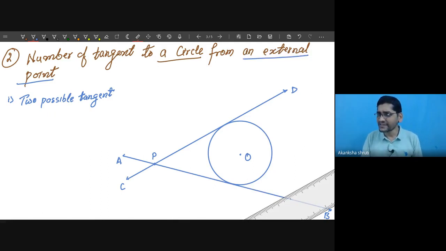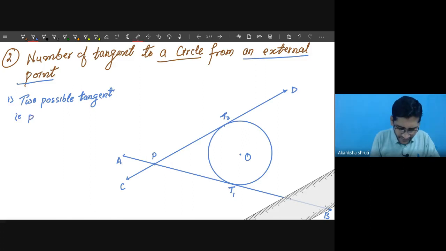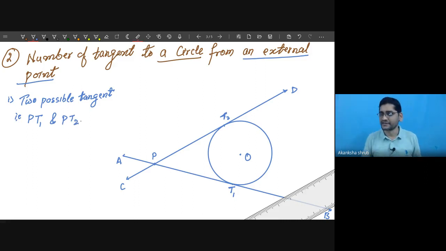But a tangent is always given in terms of the length from the external point to the point where it is touching the circle. Let us call the point where the tangent is touching T, or we may consider this point as T1 and another point as T2. Okay, let us denote this. What are the tangents? They are our PT1 and PT2. These are the two tangents.